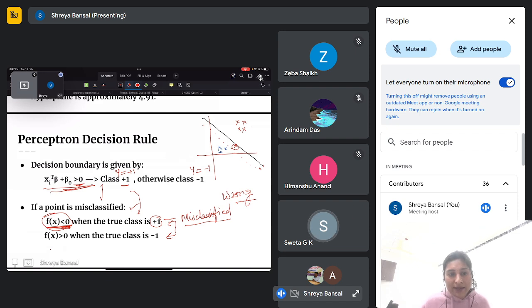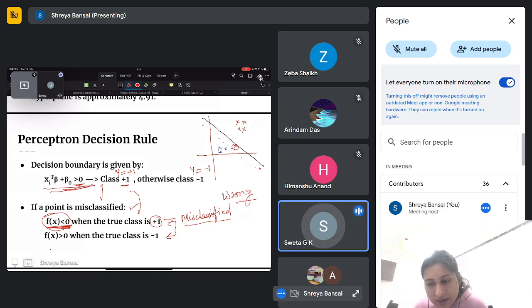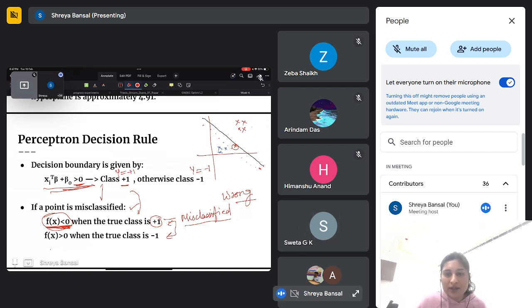If it is correctly classified, then you are good to go, the problem is solved. Why am I defining this misclassified? Because the perceptron says if you have the line and the points are there, if it is correctly classified, then the line is good. But if there is a misclassified point, then I have to adjust the line.